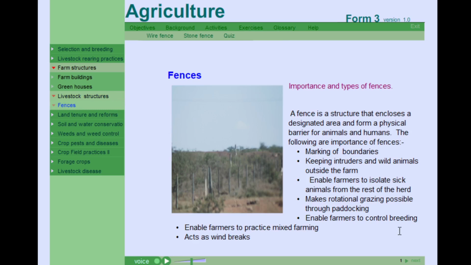Fences. Importance and types of fences. A fence is a structure that encloses a designated area and forms a physical barrier for animals and humans.